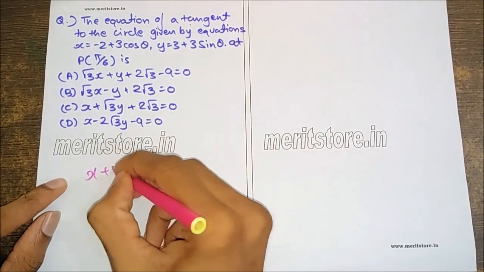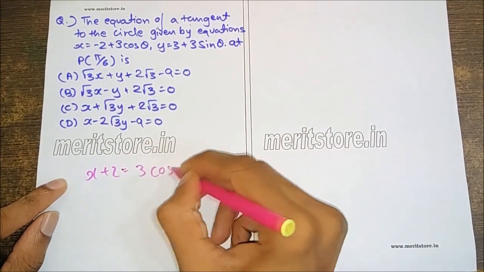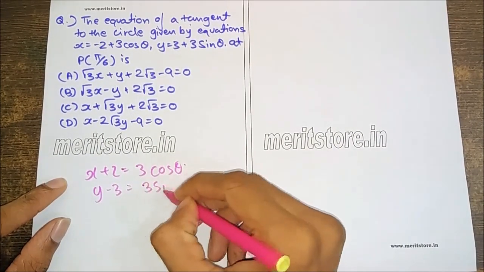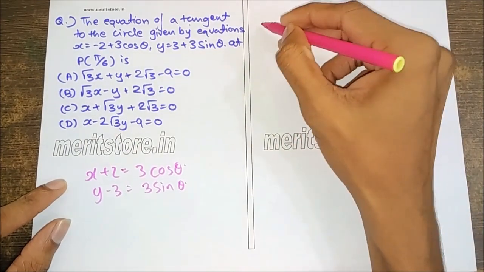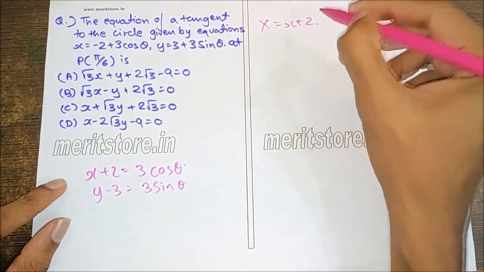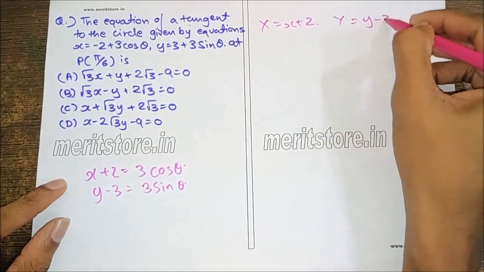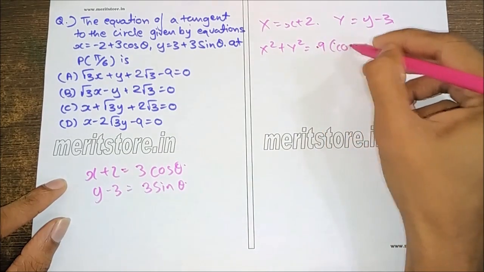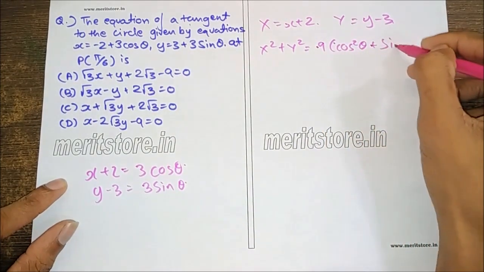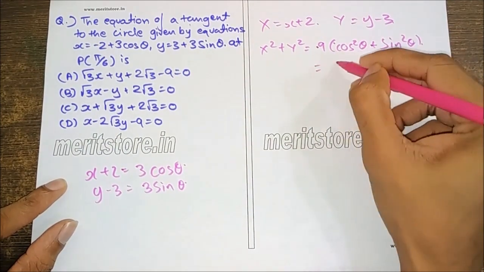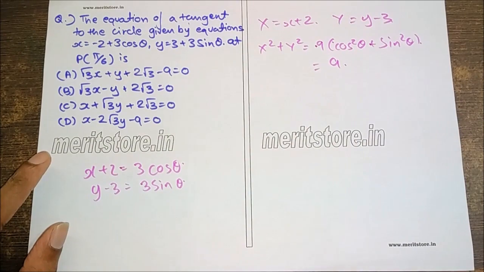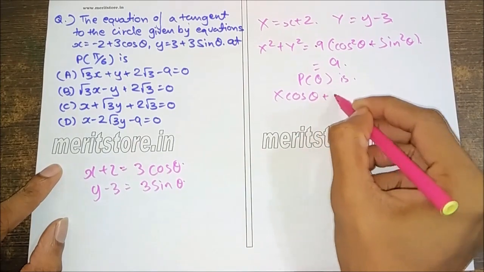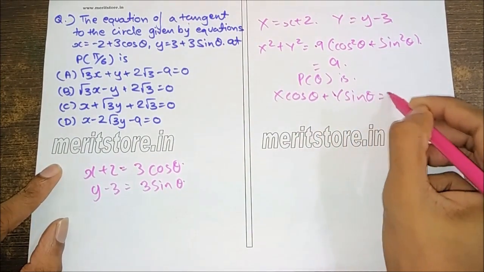therefore we can write this as x plus 2 equal to 3 cos theta, y minus 3 equal to 3 sin theta. So we put X is equal to x plus 2, Y is equal to y minus 3, therefore X square plus Y square equal to 9 (cos square theta plus sin square theta), which we get as equal to 9. The equation of tangent at P theta is X cos theta plus Y sin theta equal to 3.